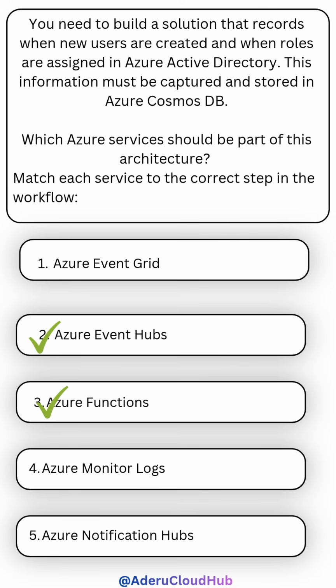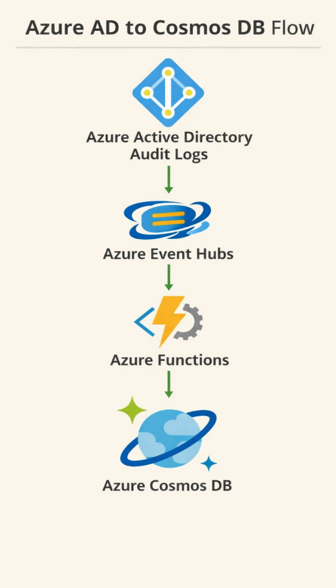Next one is Azure Notification Hub. It helps in sending push notifications to mobile devices, but it will not help us in ingestion or streaming the large amount of audit logs. This is not a correct answer. Please find this reference diagram to understand the flow of Azure Active Directory audit logs to writing the data into the Azure Cosmos DB using Azure Event Hubs and Azure Function Apps.